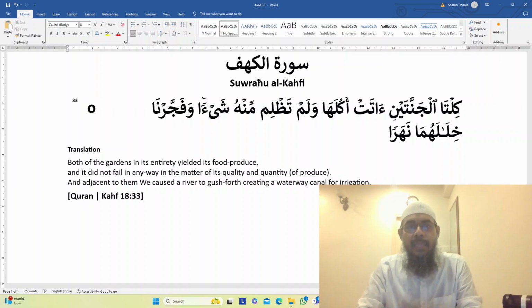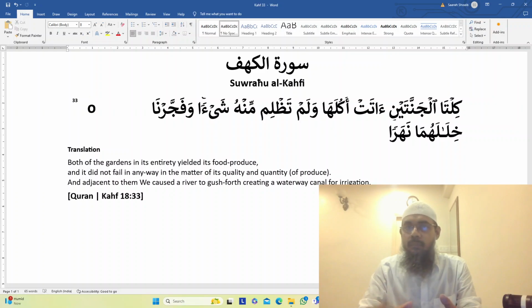Wafajjarna. Okay, this part is tricky as well. I mean, how many complications are there in this one verse, which has three sort of subparts? And you can see the three subparts over here in front of your screen. And, okay, so wow over here.